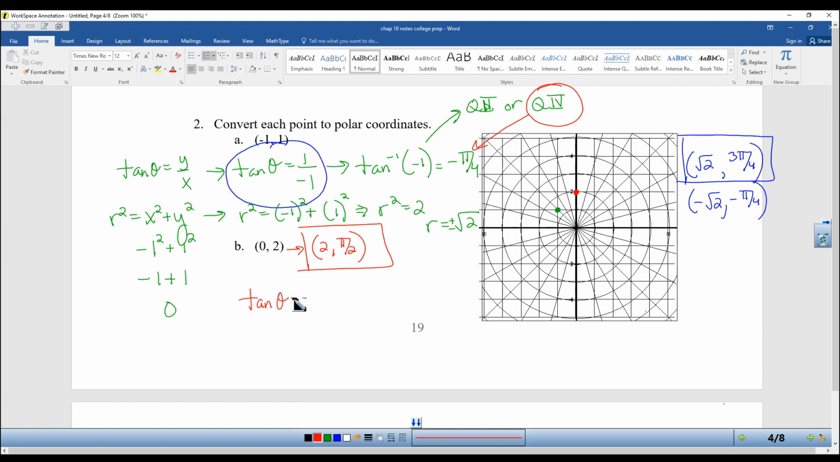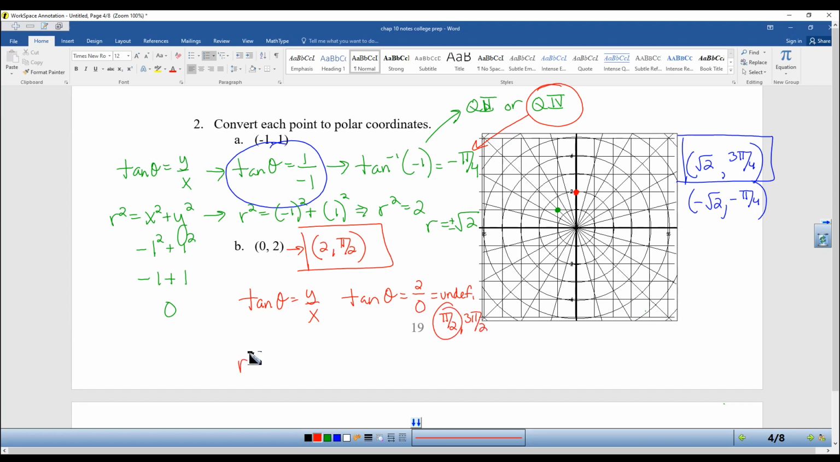So tangent of theta is equal to y over x. Tangent of theta is equal to 2 over 0. You can't divide by 0. So when is tangent undefined? At pi/2 and at 3 pi/2. But ours is clearly the pi/2.